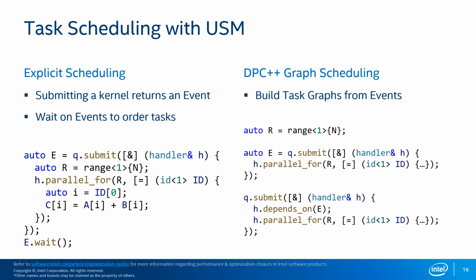DPC++ adds a new method to specify kernel dependencies in the form of the depends_on method in the handler class. depends_on takes an event or vector of events and informs the runtime that the kernel being submitted cannot execute until all the specified events have completed. This mechanism preserves the ability to specify complex execution graphs that SYCL can express.